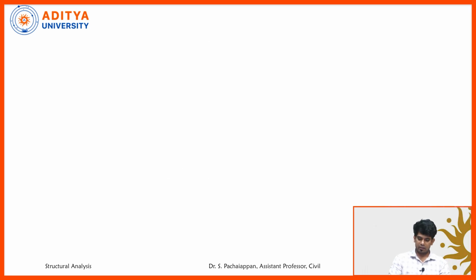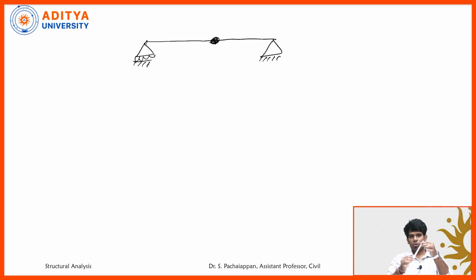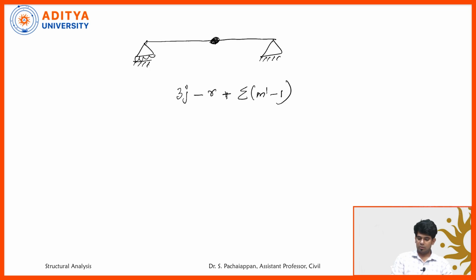This time we will take an internal hinge. So I am taking a beam having a roller support here and a hinged support here. In between, I am providing one internal hinge. Internal hinge means it will rotate like this in that hinge. Let's quickly apply this formula: 3j minus r plus summation of (m dash minus 1). So this is the formula we are going to apply.